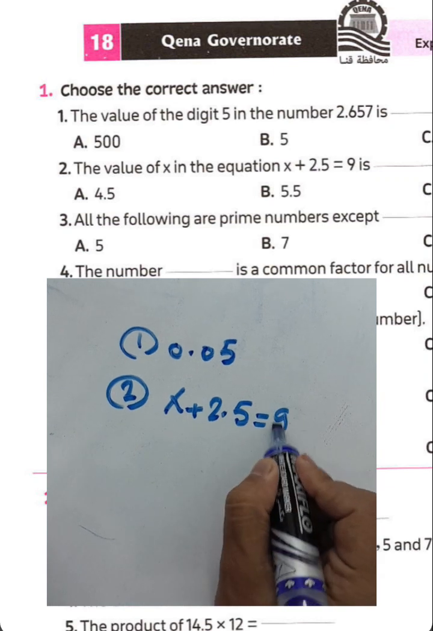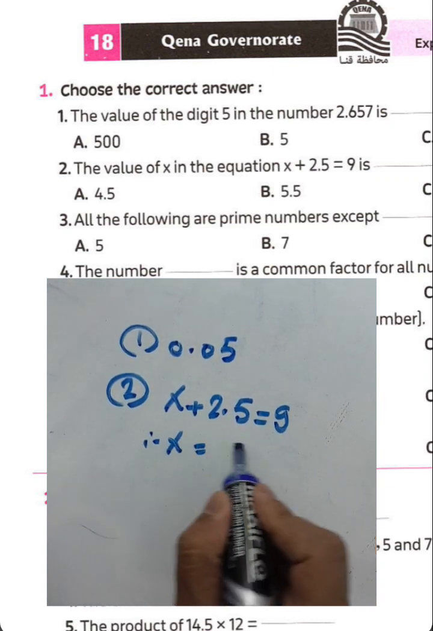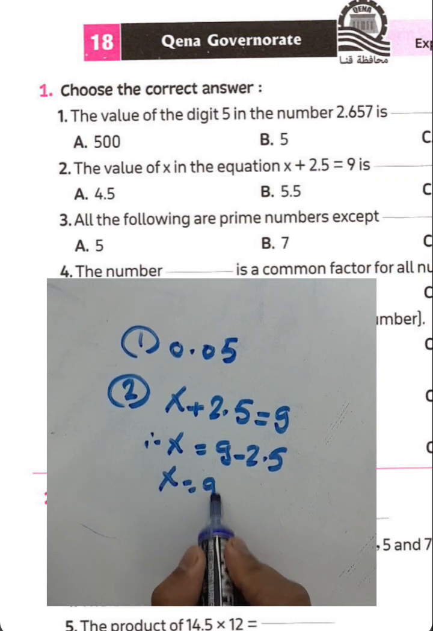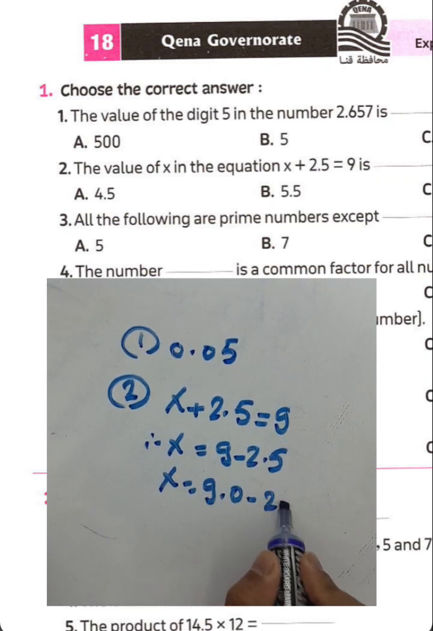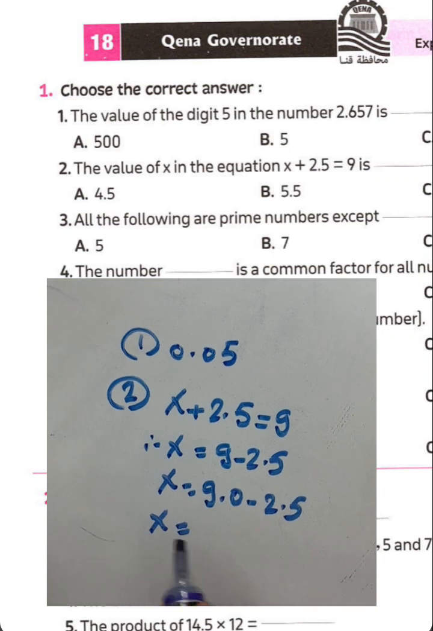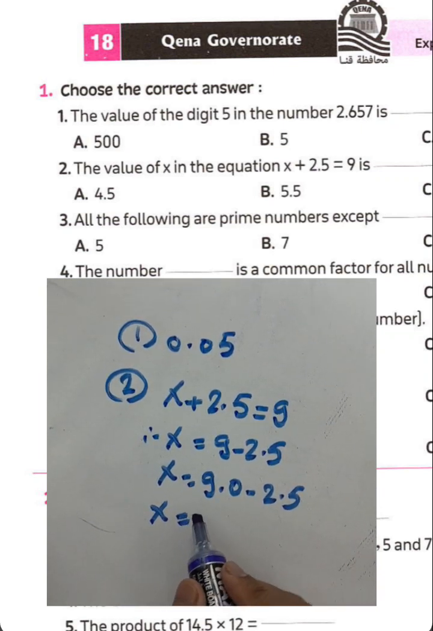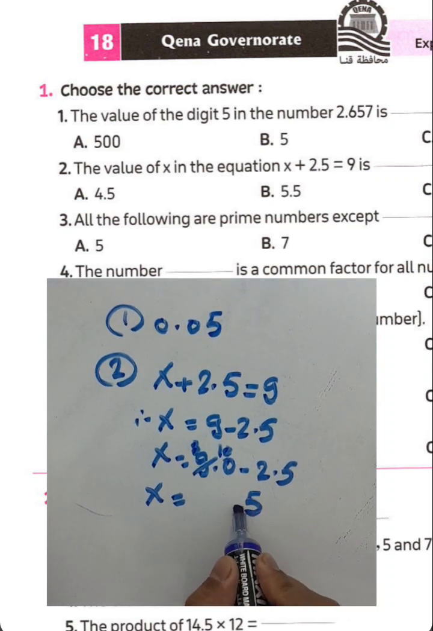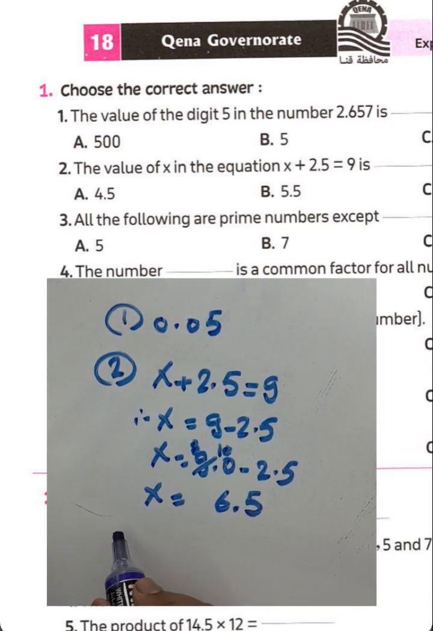Question number 2, the value of x in the equation x plus 2.5 equals 9. Then x equals 9 minus 2.5. The difference between them: 9.0 subtract 2.5. 0 minus 5 we can't do it. Borrow 1 from 9 will be 8 and 0 will be 10. 10 minus 5 will be 5 and 8 minus 2 will be 6. The result will be 6.5.